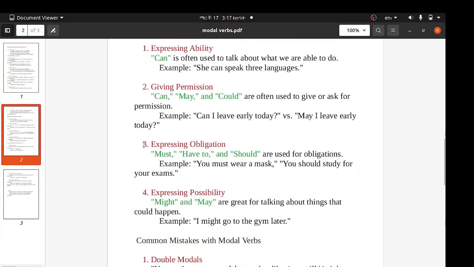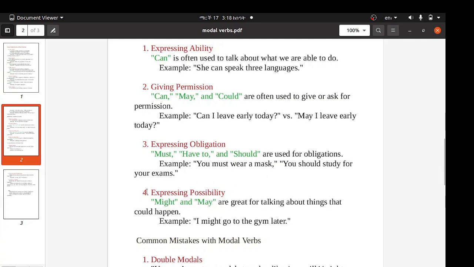The third one is expressing obligation. We use must, have to, and should. They are used for obligations. So, you must wear a mask. You should study for your exam. But as we have seen, the percentages of must and the other modal verbs are different. Must is 100%.